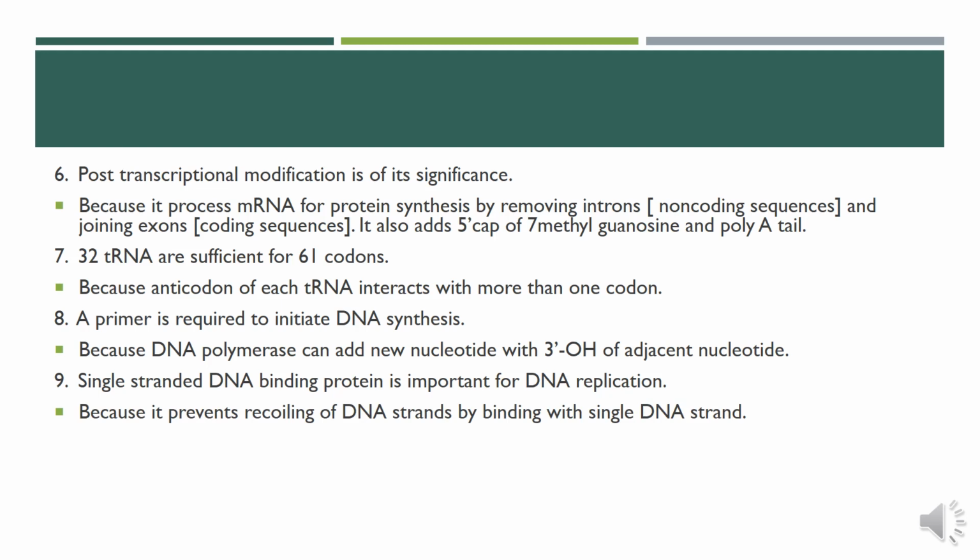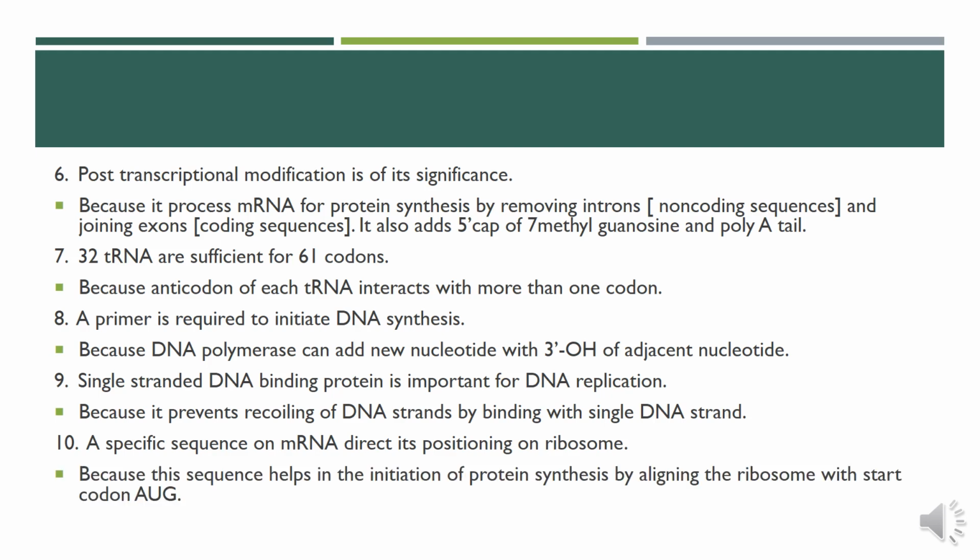And last but not the least, reasoning question number 10. A specific sequence on messenger RNA directs its positioning on the ribosome. Reason is that this sequence, which is called the Shine-Dalgarno sequence, helps in the initiation of protein synthesis by annealing the ribosome with the starting codon AUG.